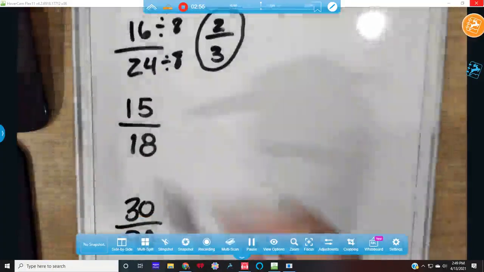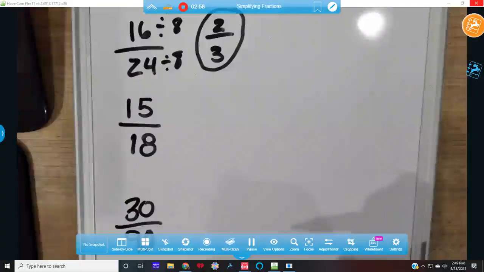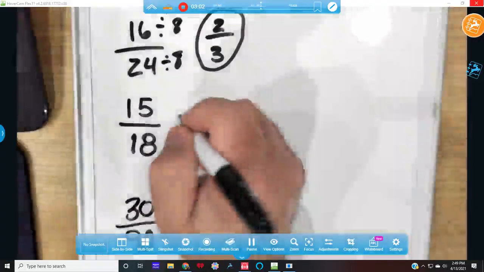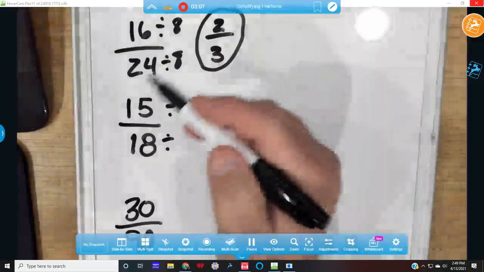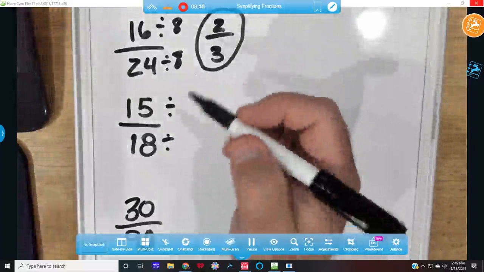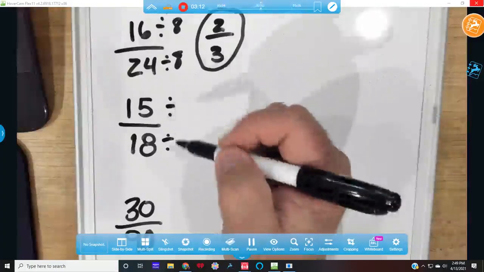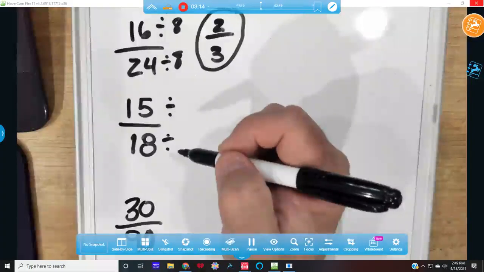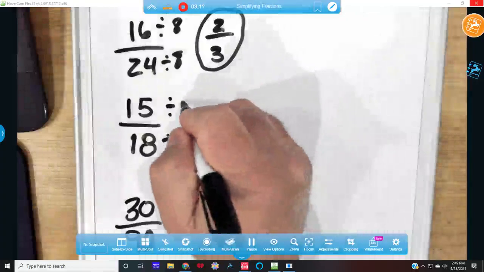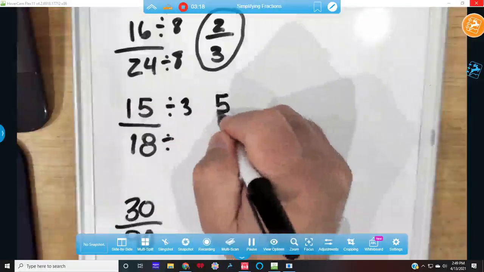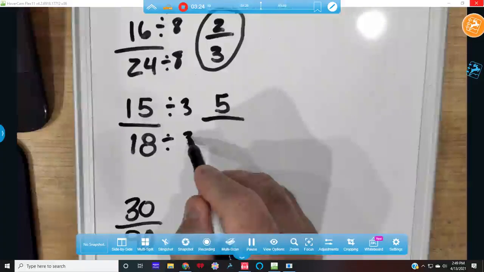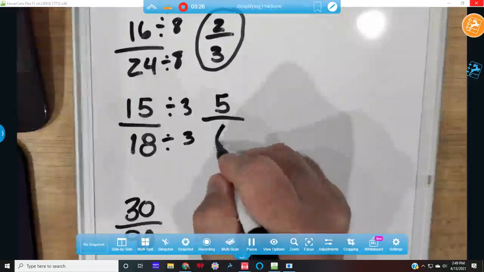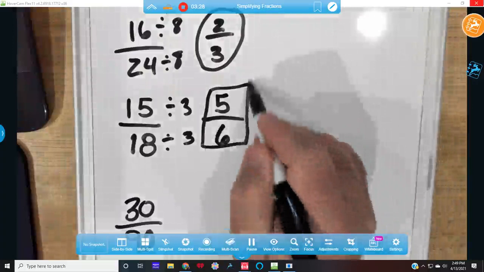Okay? So here I've got 15 and 18. I'm thinking, I'm going to divide this. I can't do it by 2 because this is an odd number. Can I do it by 3? 3 times 5 is 15. Can I divide 18 by 3? Well, what the heck? I sure can. 5/6. I can't get any smaller.